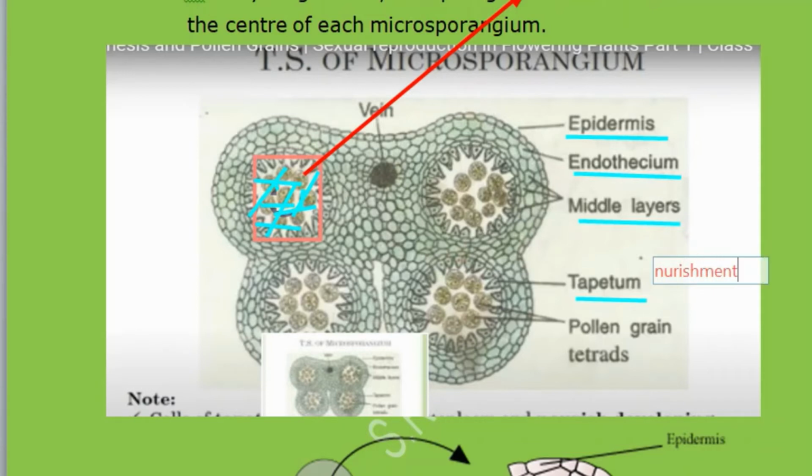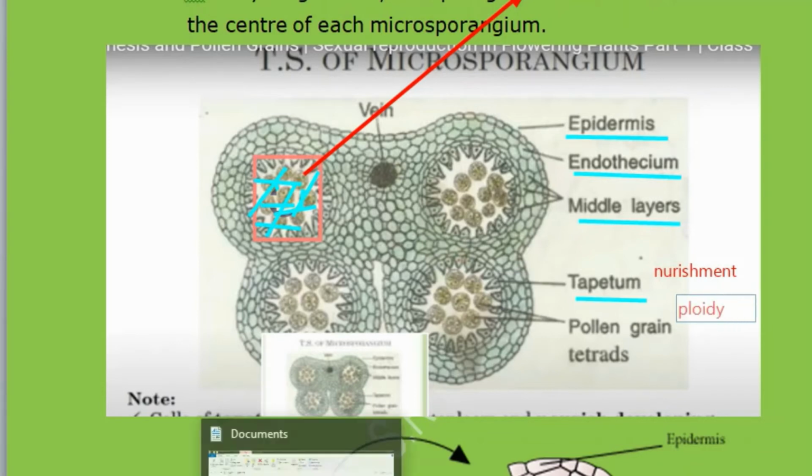And number two, it shows ploidy. So you will get a question in your board paper about the function of tapetum. In plants, this is the only cell which shows ploidy. So two important features relate to this tapetum: one is it provides nourishment to the developing pollen grain, and second is showing ploidy.